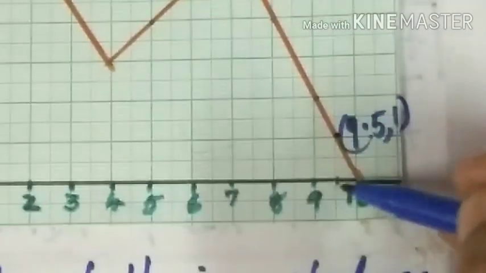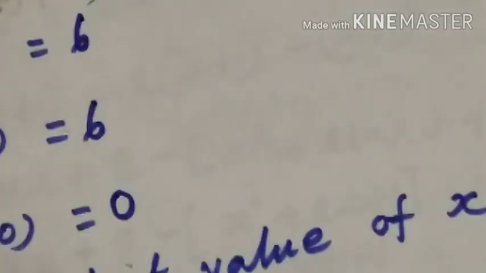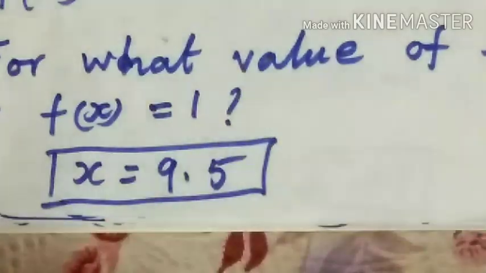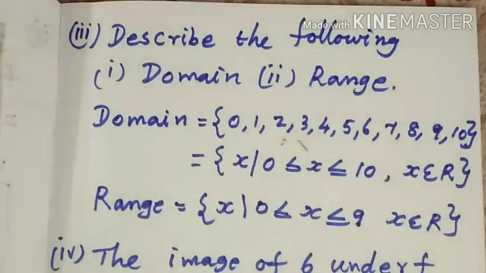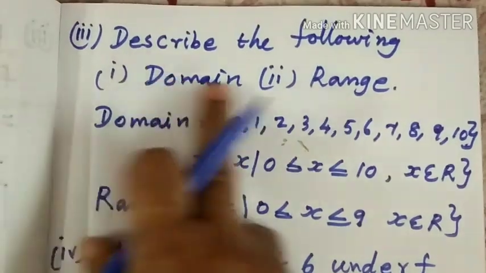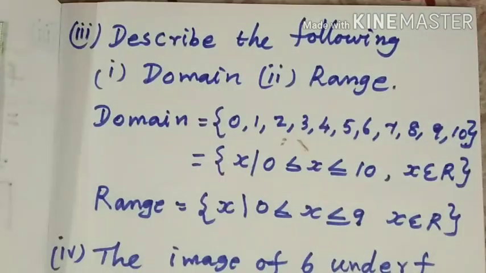9.5 in x coordinate. Therefore, the value of x is equal to 9.5. Next subdivision. Describe the following domain and range.